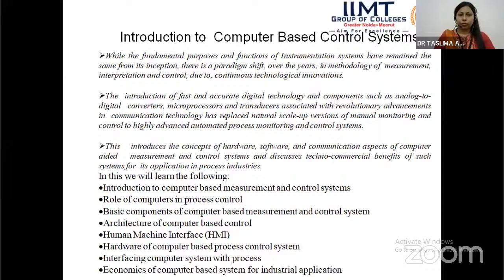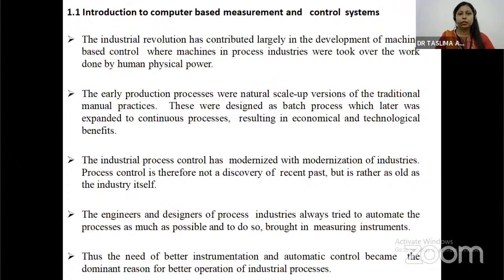Firstly, the introduction. What is the main purpose of any system using a computer, and what are the different techniques we are using here? I already explained what the role of a computer is, that is the part of study. Therefore, I am focusing on this topic.